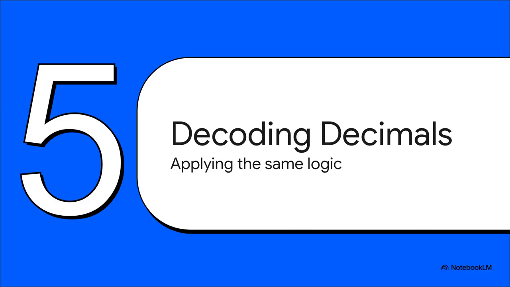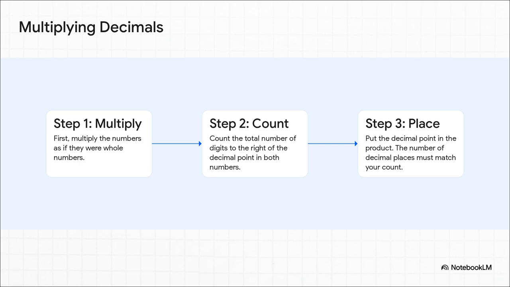Okay, we're on the home stretch. Our final section is all about decimals. Now, they might look a little different, but you're about to see we use a lot of the same logic, especially when it comes to multiplying and dividing. When you multiply decimals, just follow this simple three-step system. Step 1, pretend the decimals aren't even there, and just multiply the numbers. Step 2, go back and count the total number of decimal places in your original numbers. And finally, step 3, put the decimal point back into your answer so it has that same number of decimal places. It's a foolproof system.